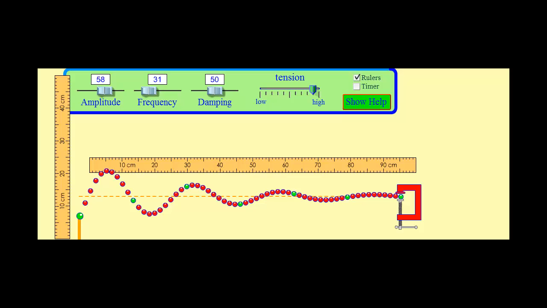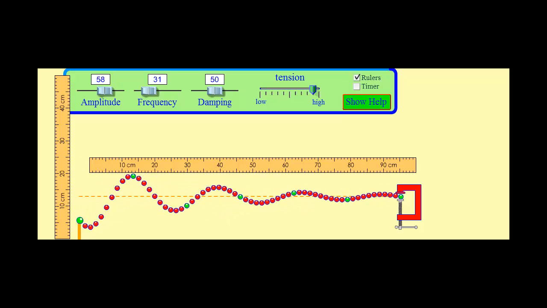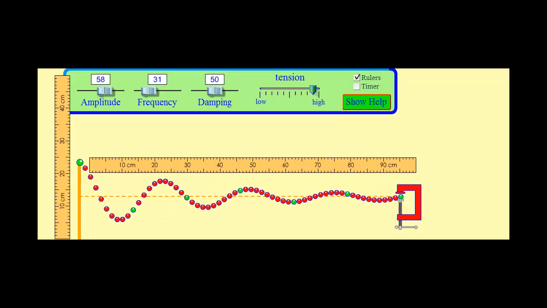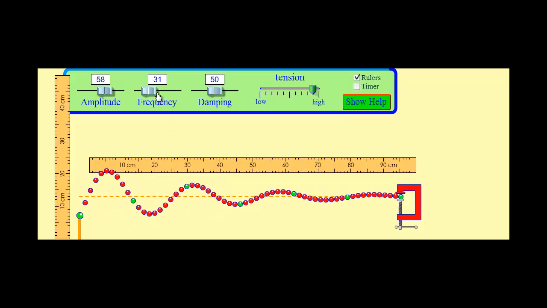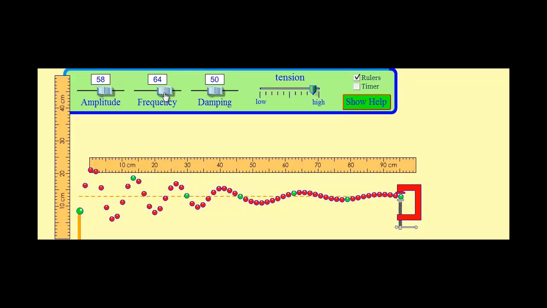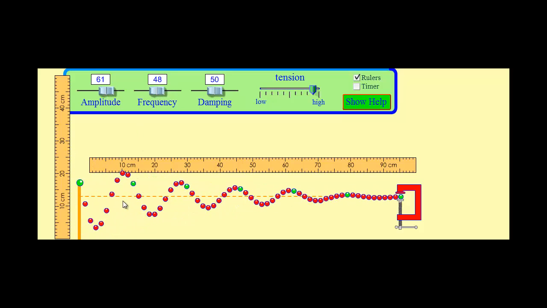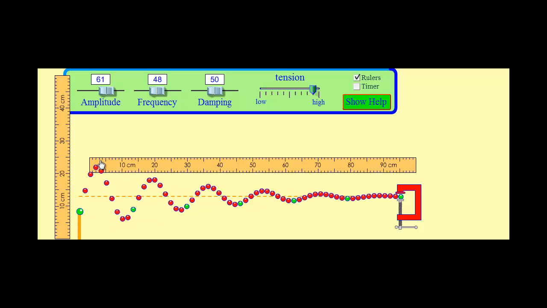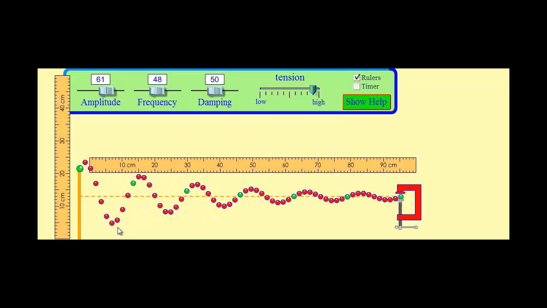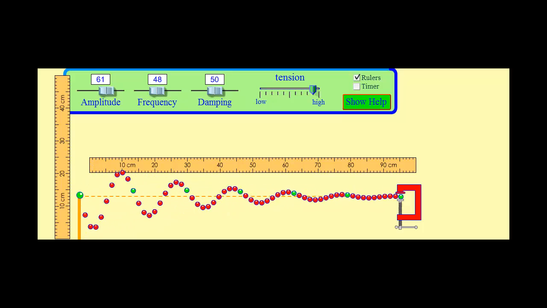As we go ahead with the wave, we will see that the displacement can be maximum in either direction. So here we have a positive maximum displacement, and somewhere we have a negative maximum displacement. Both of them are amplitude.